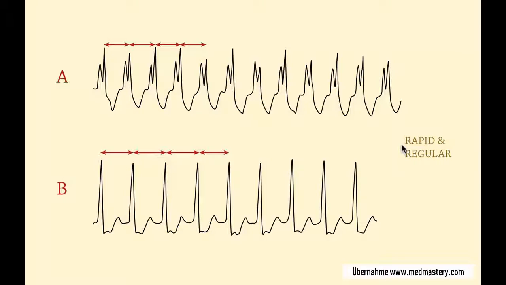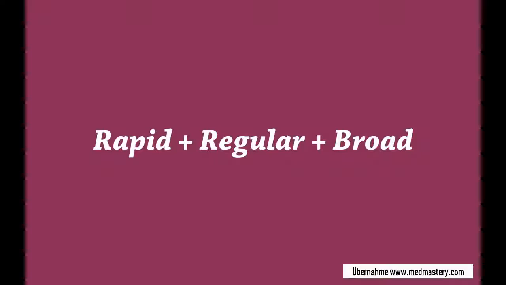Rapid and regular tachycardias can come in two different forms. One is a broad complex tachycardia and the other one is a narrow complex tachycardia. Let's check it out. So here, the distance from the beginning of the QRS complex to the end of the QRS complex is 0.12 seconds. And as we already know, that's too broad. In the example below, the distance from the beginning to the end of the QRS complex is 0.06 seconds. So this is a narrow complex tachycardia.